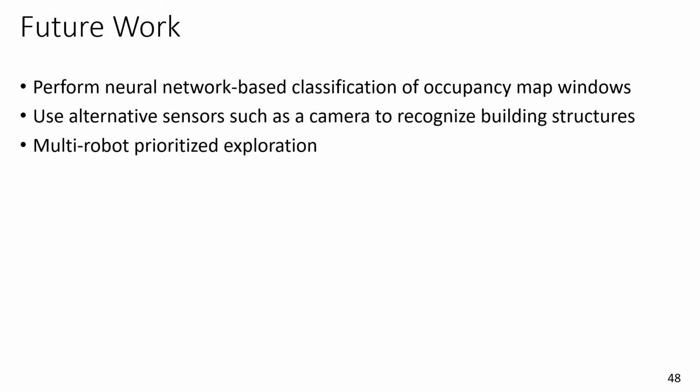To extend the work further, we will change the rule-based vertex classification of occupancy map windows to neural network-based classification. This may enable better performance in assigning labels in non-rectilinear environments. Additionally, we can use different sensors such as a camera to recognize building structure. Lastly, we can use multiple robots in parallel to compute the exploration faster.